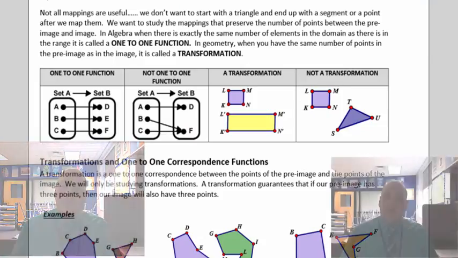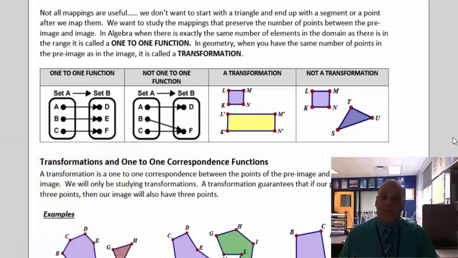All right, and then we just talked about not all mappings are useful. We don't want to start with a triangle and end up with a segment or a point after we map them. So what we're going to be studying when we get into our transformations is we're only going to be studying one-to-one transformations. Got it? So if we have 4 points, we want to end up with 4. If we have 3, a triangle, we want to end up with 3. If we have 6, a hexagon, we want to end up with 6.